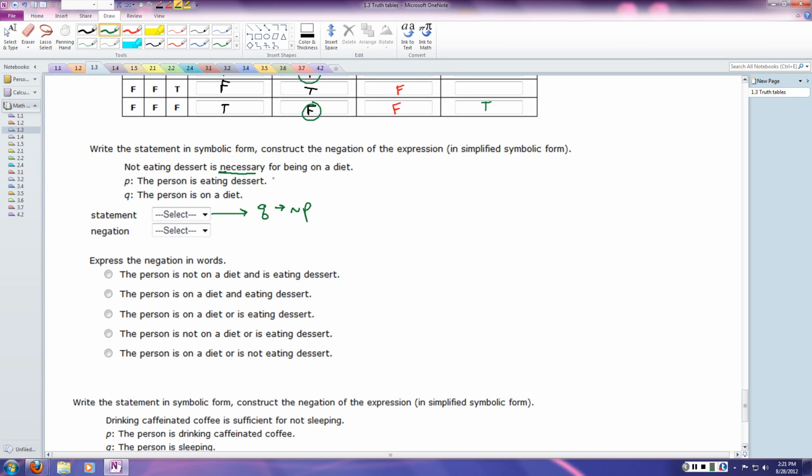So necessary tells me that what comes after necessary is my conditional, and what comes before it is my conclusion. So now I need to find the negation. The negation of Q implies not P. Remember, we never negate our premise, so that's just Q implies P. So you're going to drop down and it's going to be Q implies P.